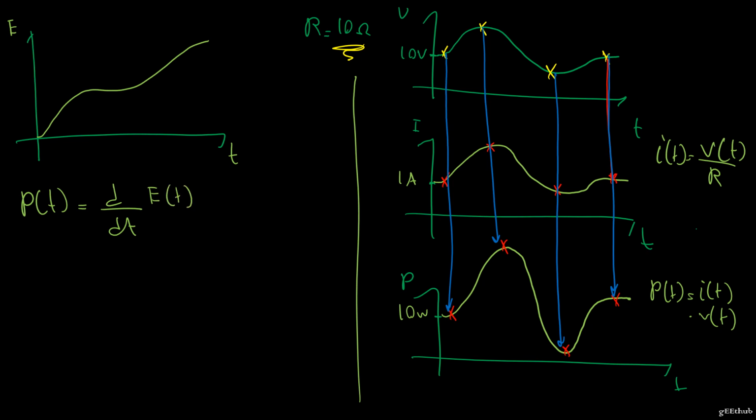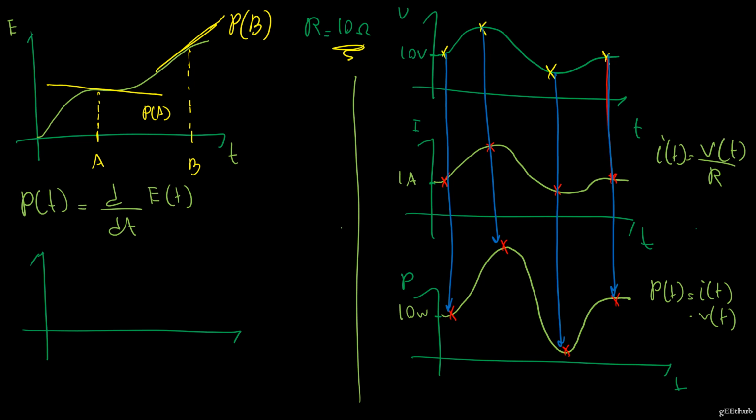So power at time A will be the instantaneous slope, and power at point B will be the instantaneous slope over here. And again, just like current, we can derive the opposite. If I have the power graph, it doesn't matter how it looks, I can integrate my power to get energy.